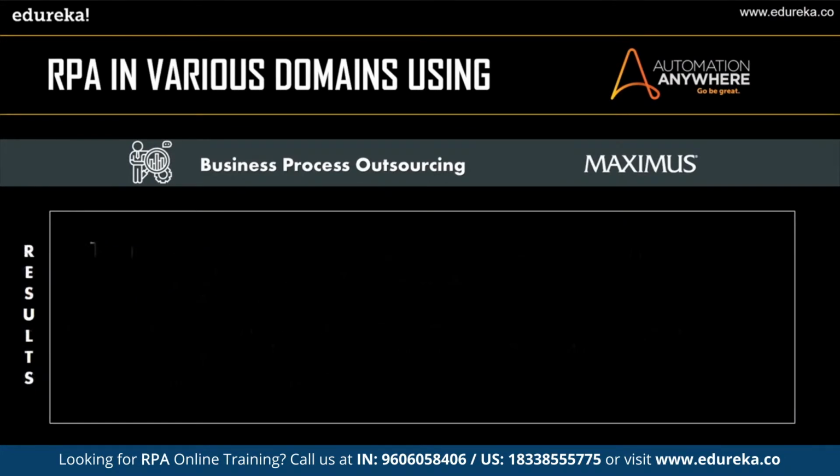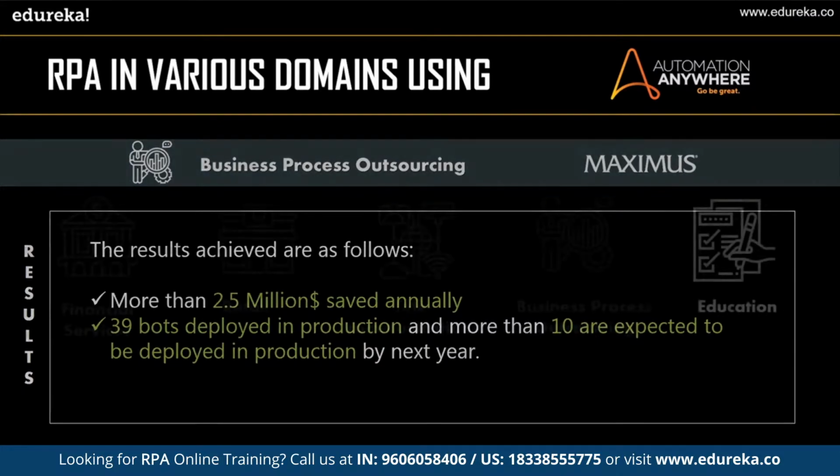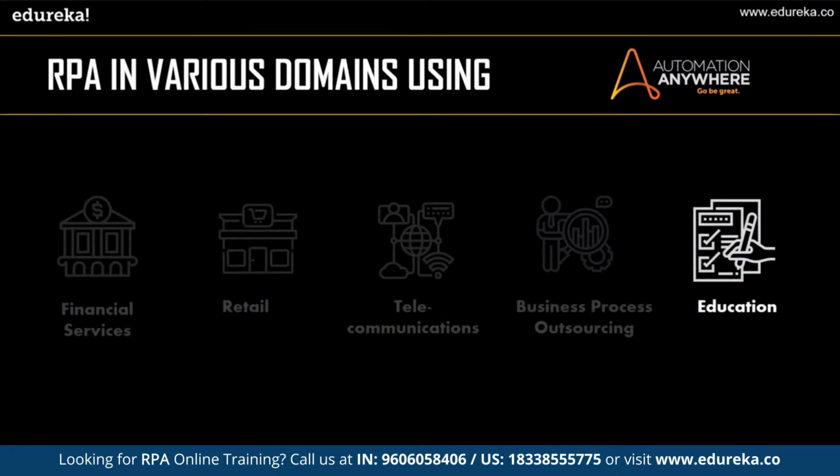So the result of Maximus using Automation Anywhere was that more than $2.5 million were saved annually, and 39 bots were deployed in production, and more than 10 are expected to be deployed in production by next year. So that was about RPA and BPO, guys. Now let's move on to our final domain, that is RPA in education.